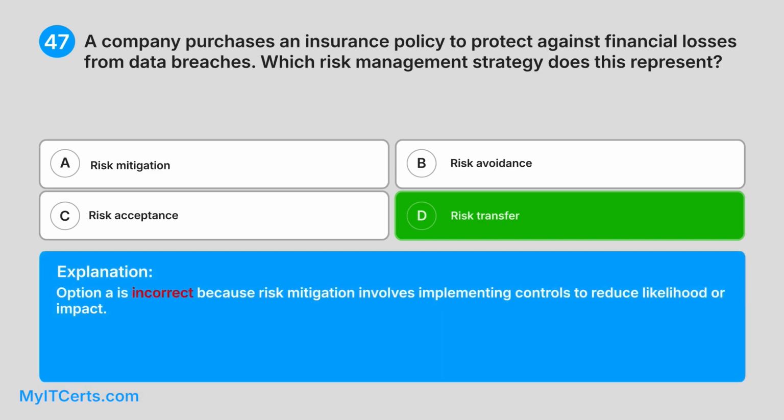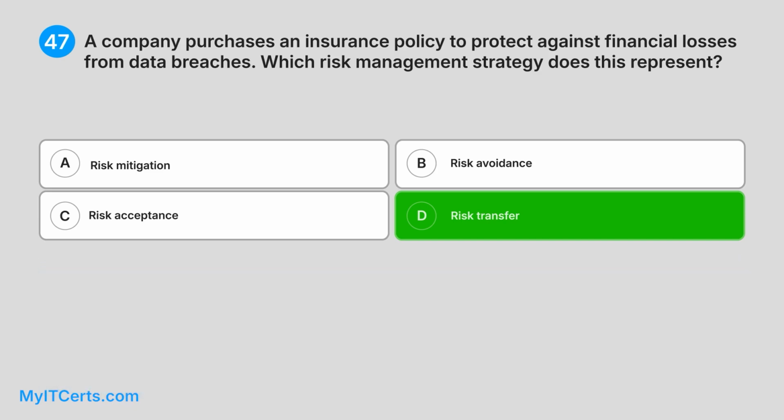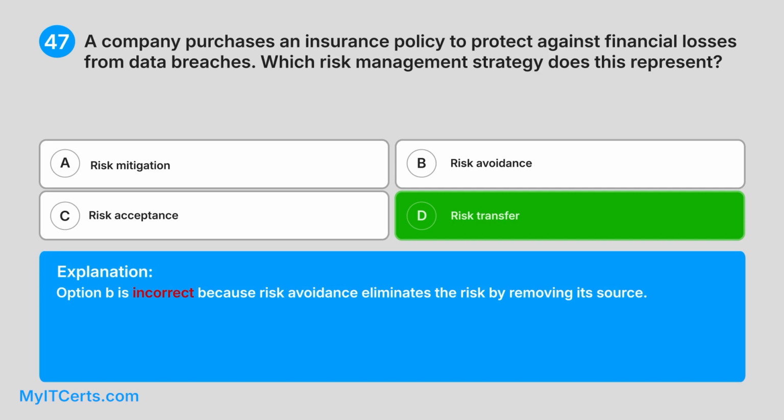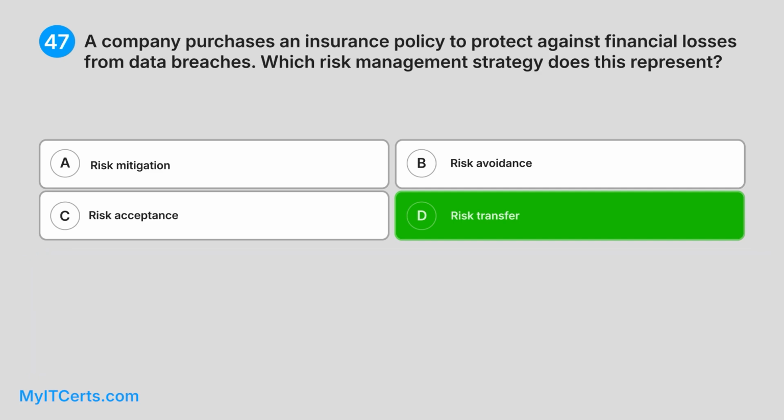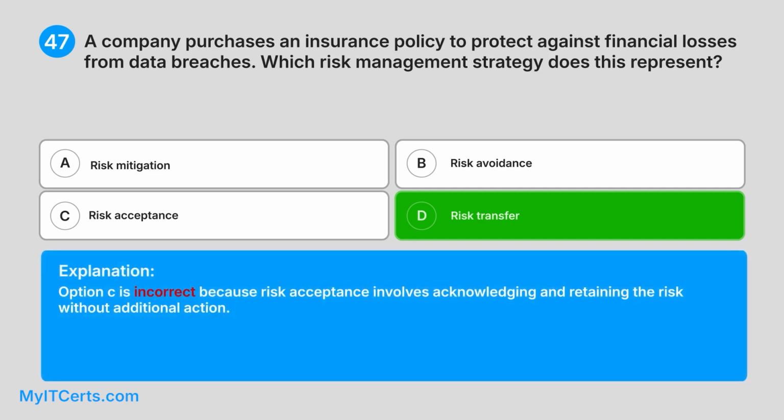Option A is incorrect because risk mitigation involves implementing controls to reduce likelihood or impact. Option B is incorrect because risk avoidance eliminates the risk by removing its source. Option C is incorrect because risk acceptance involves acknowledging and retaining the risk without additional action.